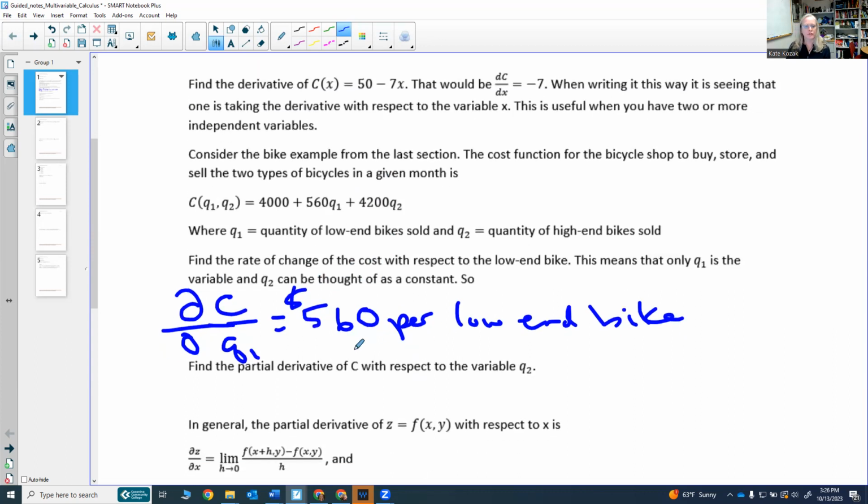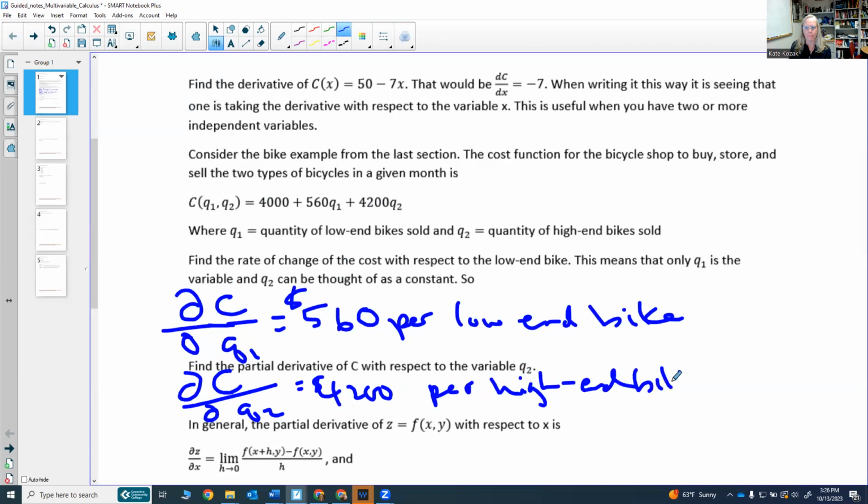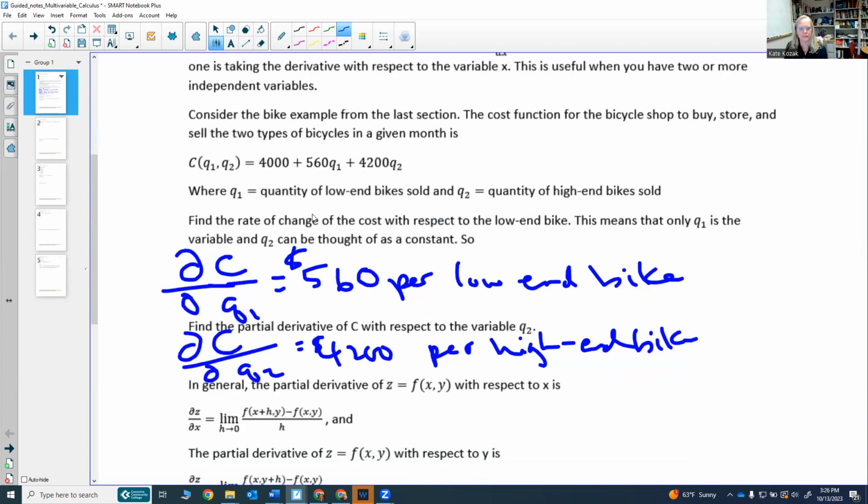Find the partial derivative of C with respect to the variable Q2. So that would be the partial derivative of C with respect to Q2 is equal to $4,200 per high-end bike. Since Q2 is the variable, 560 Q1 is a constant and its derivative is 0.